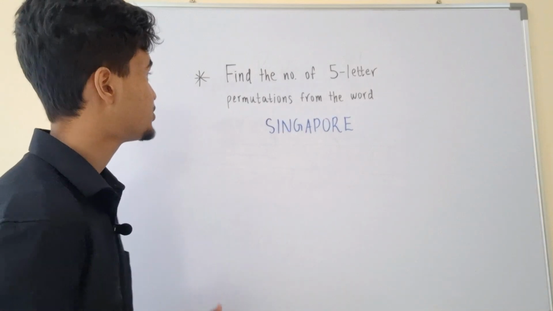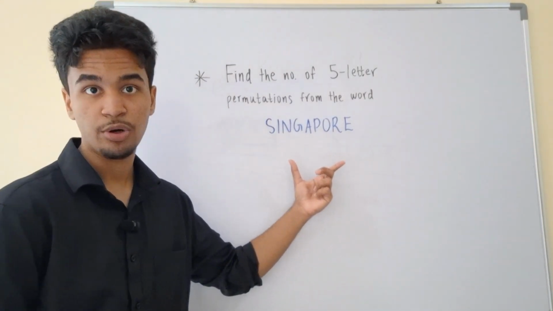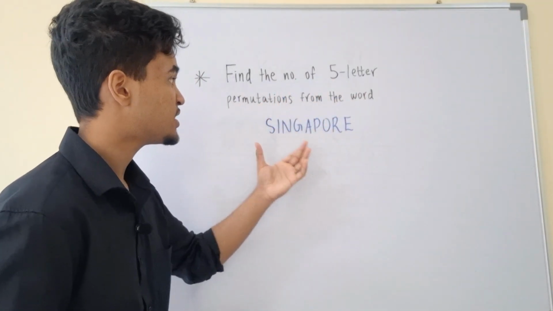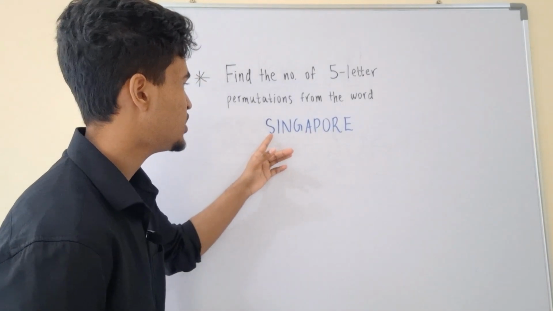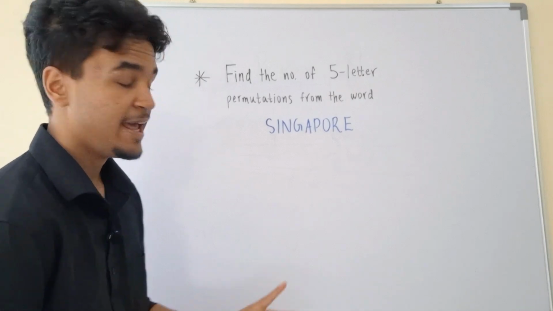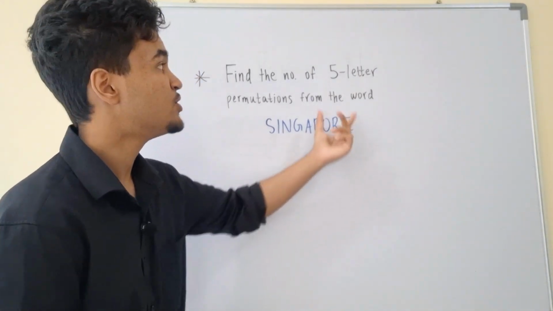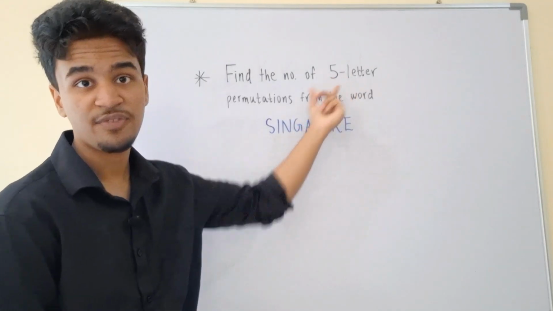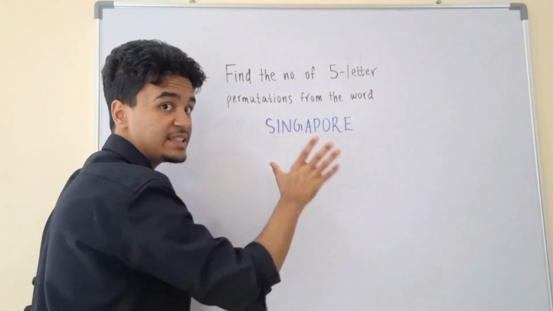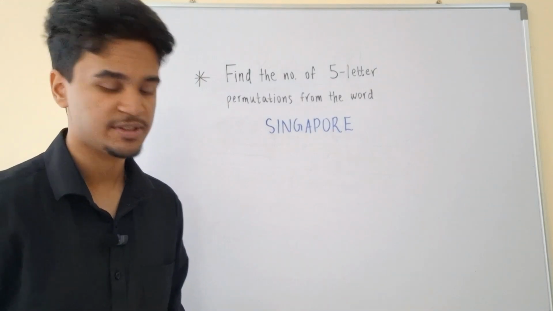This question here asks us to find the number of 5-letter permutations from the word Singapore. Now it says to find the number of permutations from the word Singapore, which has 1, 2, 3, 4, 5, 6, 7, 8, 9 letters, correct? But it's not asking us to find the permutation of all the letters, not the entire word. It's only saying to find the permutations of 5 letters. So what you're going to do is take 5 designated letters from the 9 letters we have here, and then find the permutations of those.